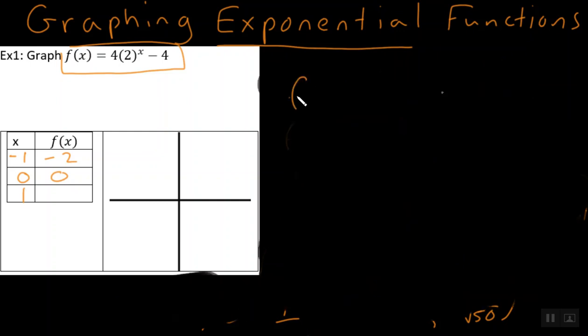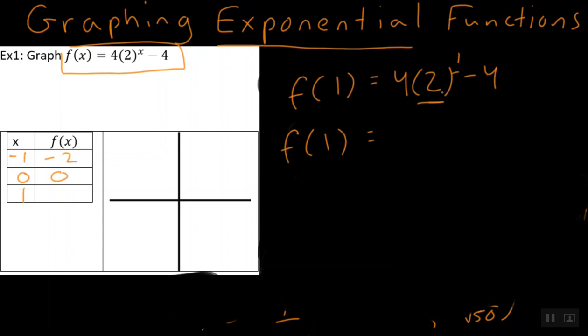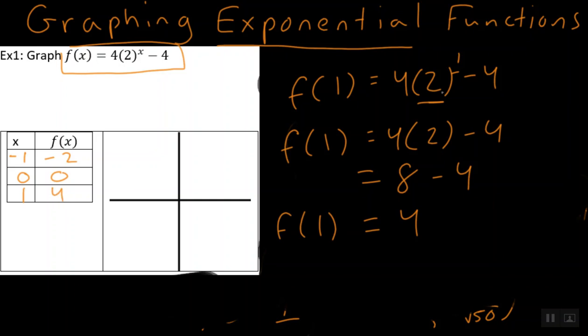Okay, so now let's test this out. f of 1 is equal to 4 times 2 to the power of 1 minus 4. Okay, so let's see what we get here. Well, anything to the power of 1 just doesn't change. So this is literally 4 times 2 minus 4. Well, 4 times 2 is 8, minus 4, and of course 8 minus 4 is 4. So let's say f of 1 is equal to 4.